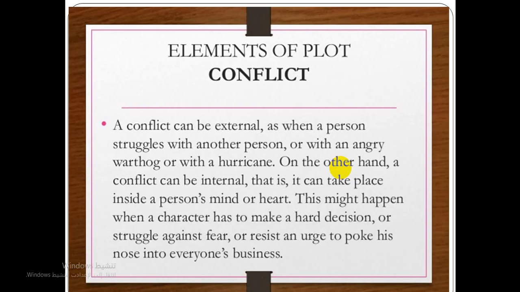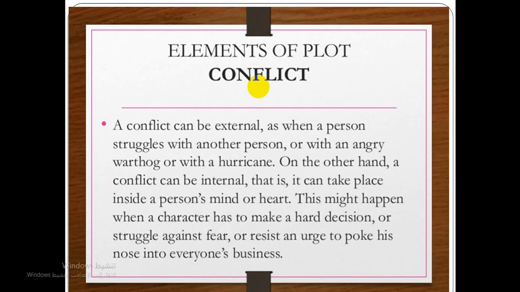Elements of plot: conflict. Let us explore this idea of conflict further, because it is a core and basic element of the plot in a story. The conflict, or struggle, gives any story its energy.